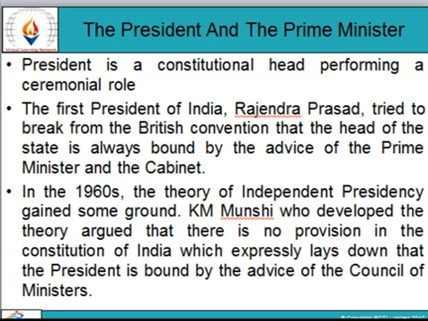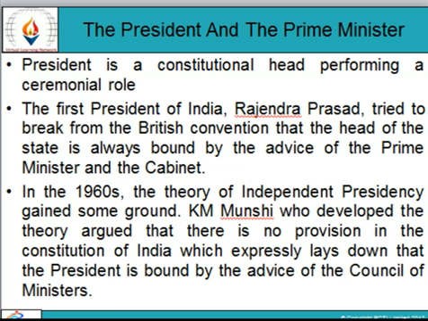Next topic is the President and the Prime Minister. The President is a constitutional head performing a ceremonial role. The first President of India, Dr. Rajendra Prasad, tried to break down the British convention that the head of the state is always bound by the advice of the Prime Minister and the Cabinet.